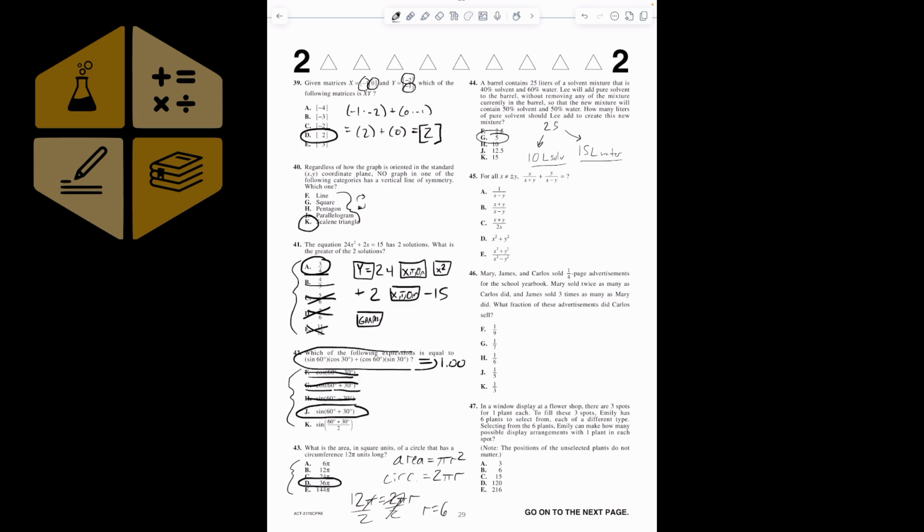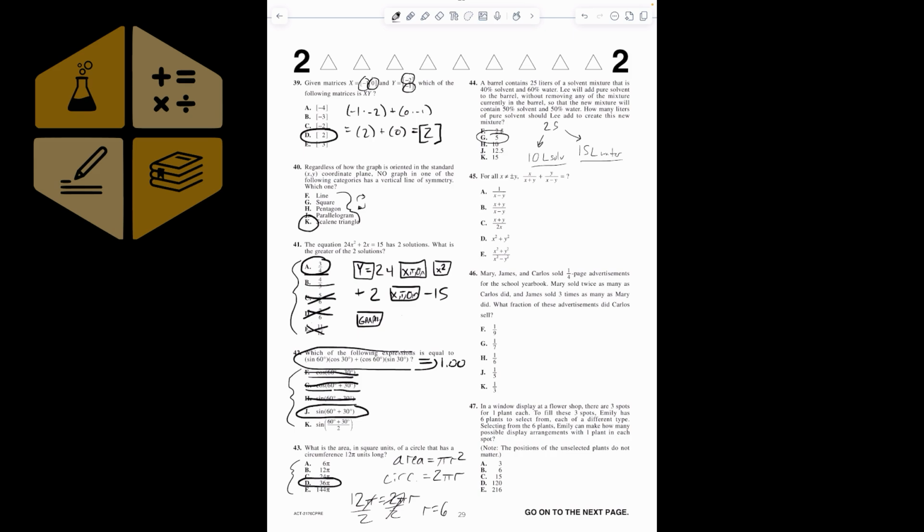45. For all x does not equal positive or negative y, x over x plus y plus y over x minus y equals, and you might be having flashbacks to some terrible algebra 2 lesson where you had to memorize some way to simplify this. Even if you don't remember that, and I don't either, who cares? You don't need to. This is where picking numbers, that strategy, comes into play.